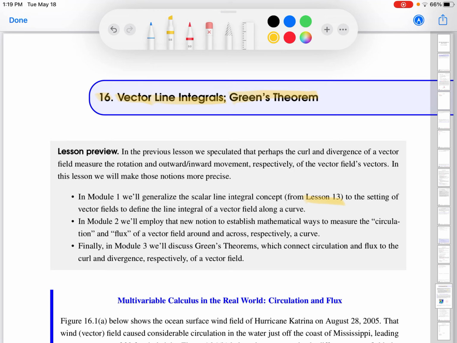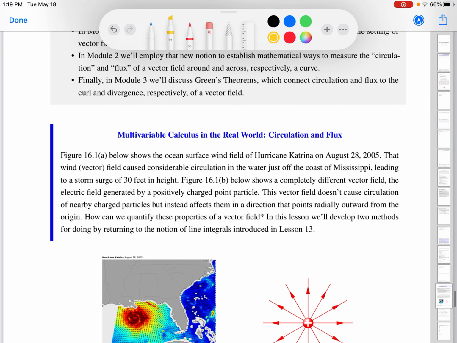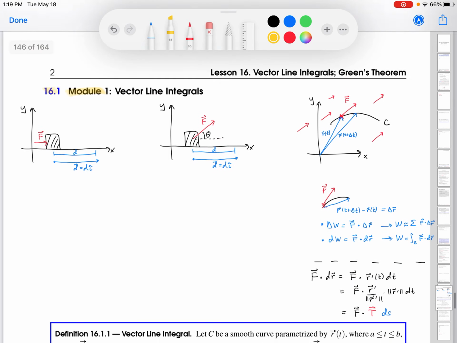So I encourage you to perhaps take a look at the videos a few times to have a chance to slow down and digest everything that's said. I also encourage you to read through this multivariable calculus in the real world snippet. This will give you a sense of where circulation and flux might pop up in the real world.